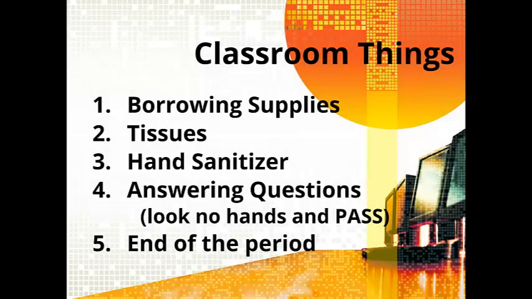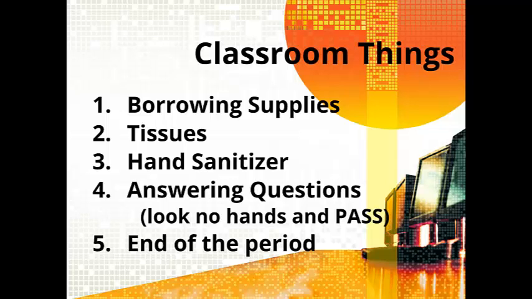Supplies. Borrowing supplies. Anything on the desk is something that you need to ask to borrow, unless it's something like the tissues. The tissues should be on the desk or on the green filing cabinet in the corner by the door. There is hand sanitizer next to the door that may or may not work, as well as hand sanitizer on the front desk. I'm going to skip over number 4.